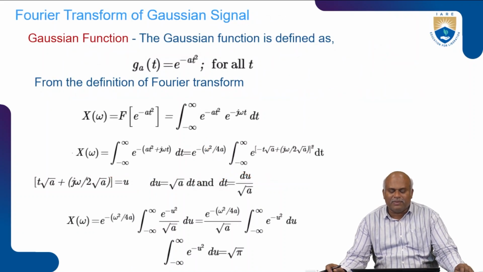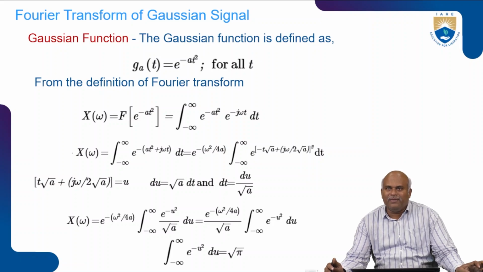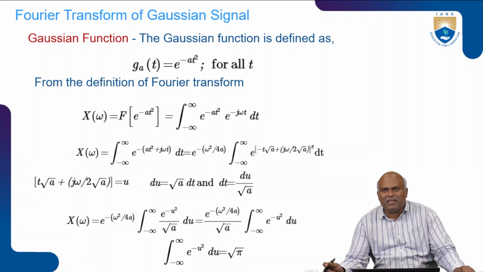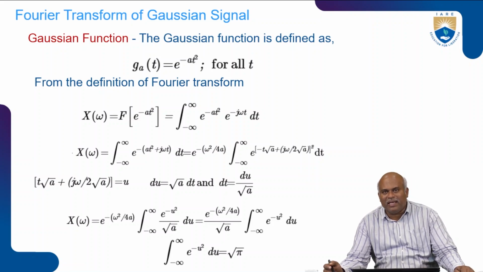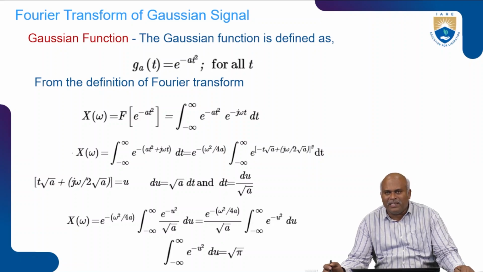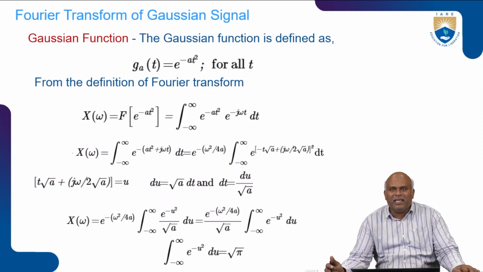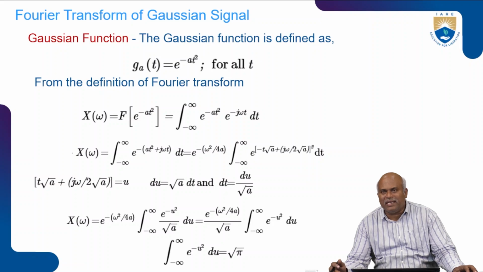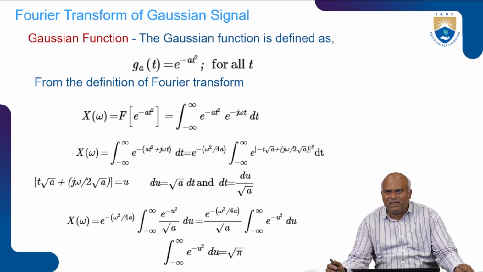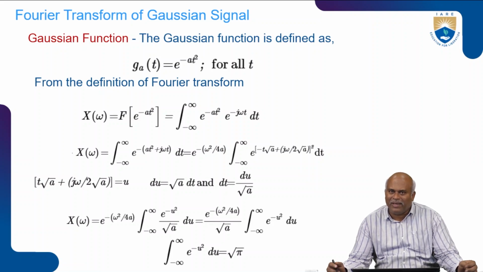Next case, the Fourier transform of a Gaussian signal. We know the Gaussian function. The Gaussian function is represented by an exponential. I should write the mathematical expression as g of t is equal to e power minus a t square for all values of t. Here a is a positive real constant, and t ranges from minus infinity to plus infinity. From the Fourier transform definition, X of omega is equal to the Fourier transform of x of t.